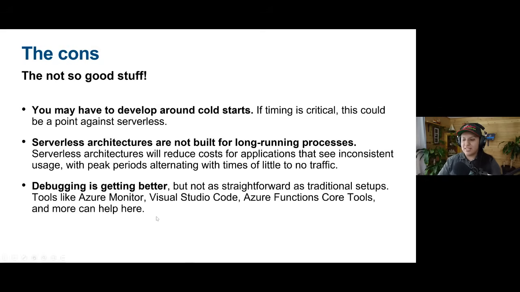And this last point here is something we can move into the pros slide at some point. I think we're getting way better at this, but debugging is just not as simple, straightforward, or accessible as it is for traditional setups. A lot of this has to do with traditional setups being around longer than serverless solutions. But we're getting better at this. Specifically for us, we have Azure Monitor, Visual Studio Code, and a bunch of extensions we can use. If you're using Azure Functions, you can use the core tools and the CLI to debug. So we're getting better, but it's not as fluid, right?